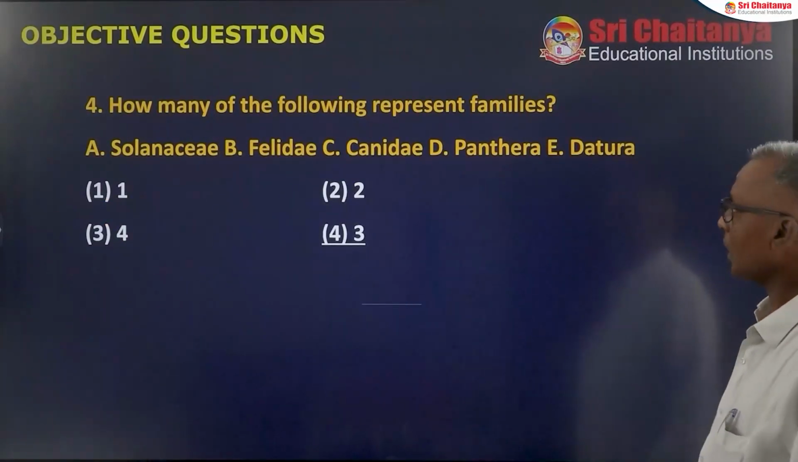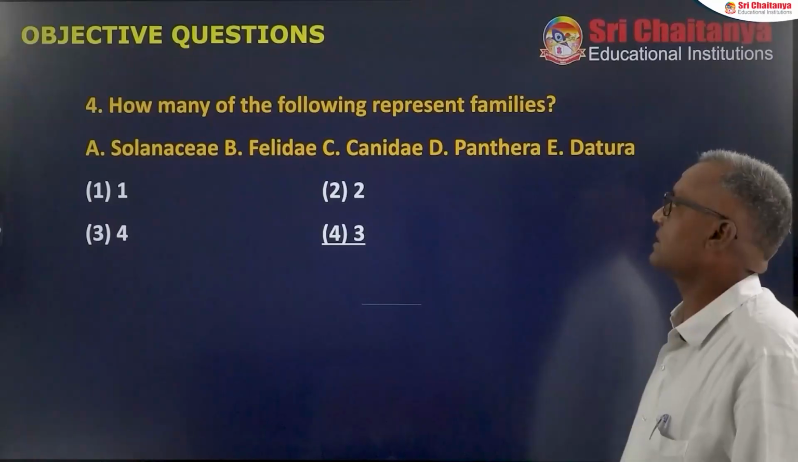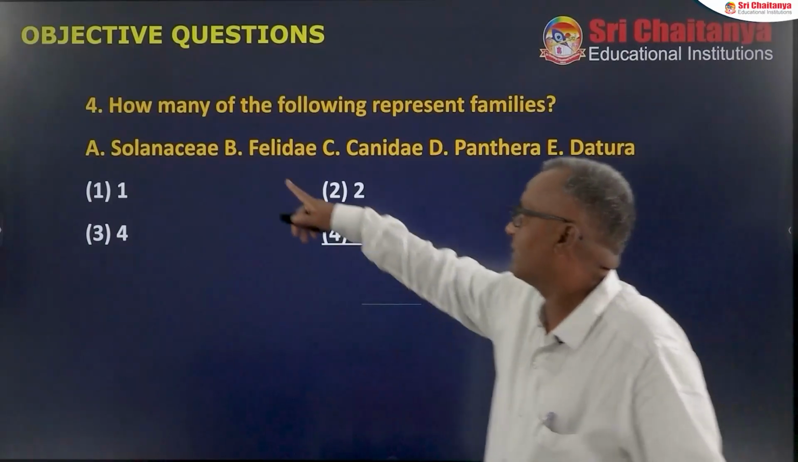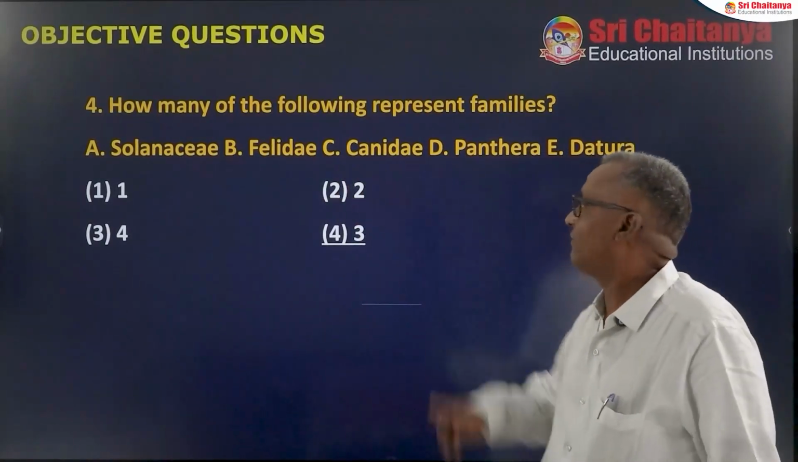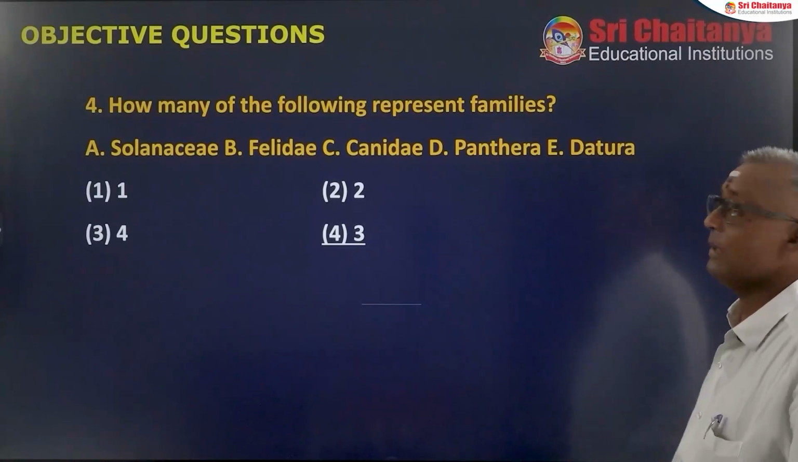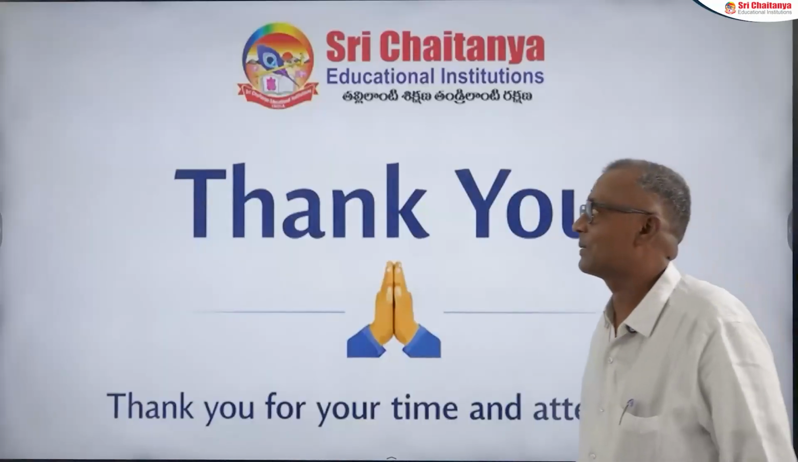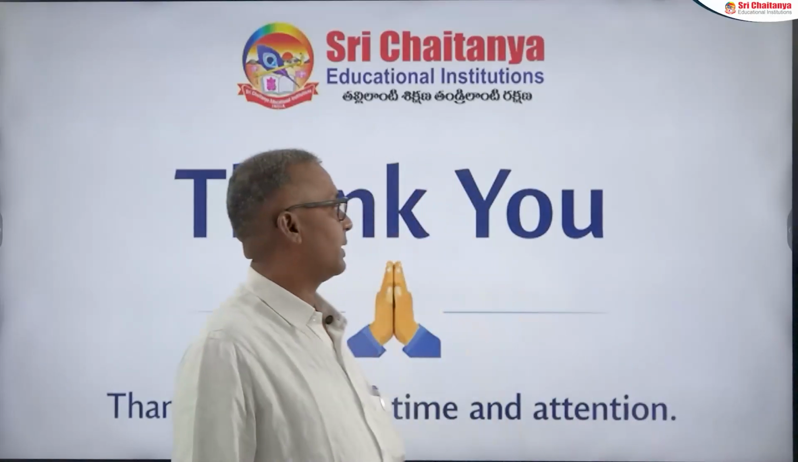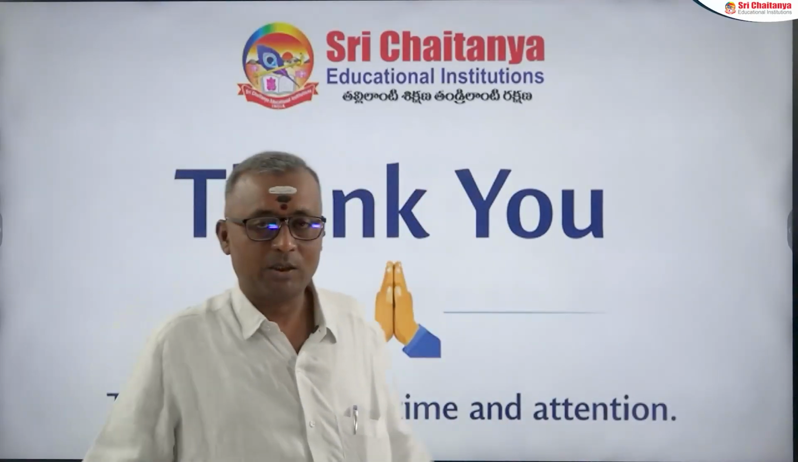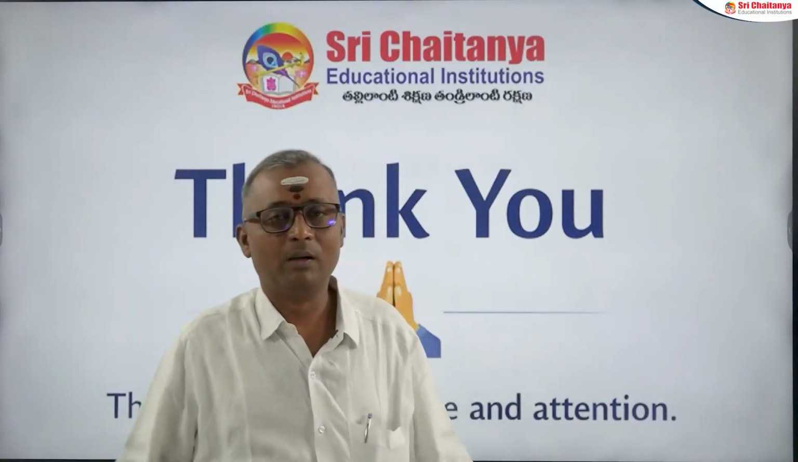Next, how many of the following represent families? Solanaceae is a family, Felidae is a family, Canidae is a family, Panthera is a genus, Datura is also a genus. So these are the few important objective questions, and this is about the chapter Living World.